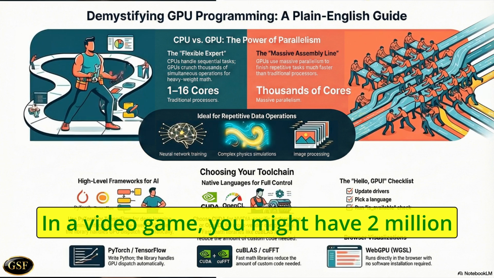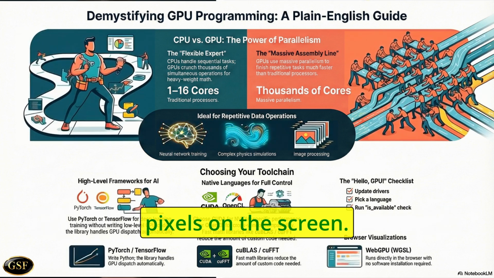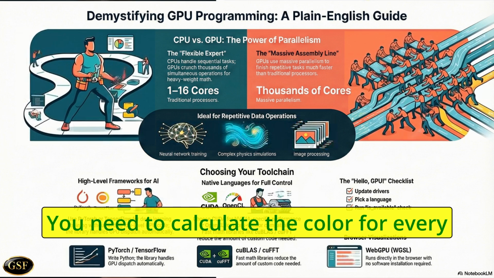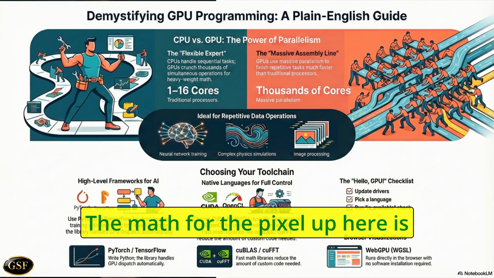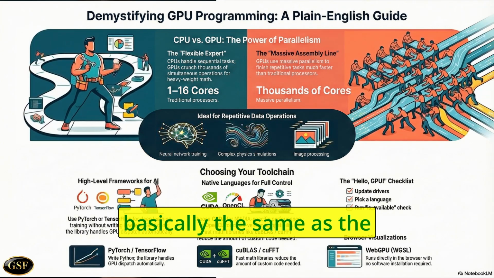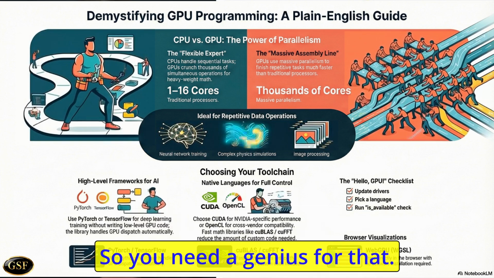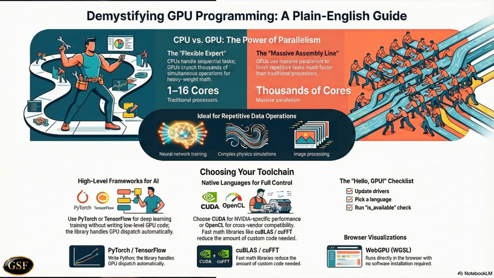Exactly. In a video game, you might have 2 million pixels on the screen. You need to calculate the color for every single one of them 60 times a second. The math for the pixel up here is basically the same as the math for the pixel down there. So you need a genius for that. You need sheer volume. You need throughput.